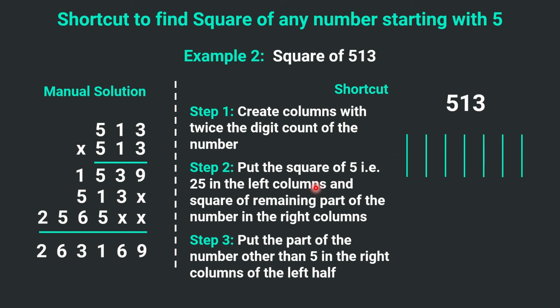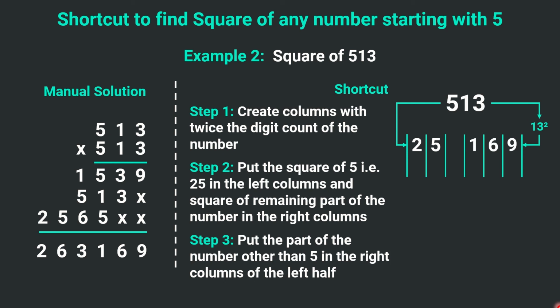Now in the second step, we have to put the square of 5, which is 25, in the left columns. So the square of 5, 25, we put in the leftmost columns, and then we have to put the square of the remaining part in the rightmost columns. The remaining part is 13, so its square would be 169. So we will put 169 in the rightmost columns.